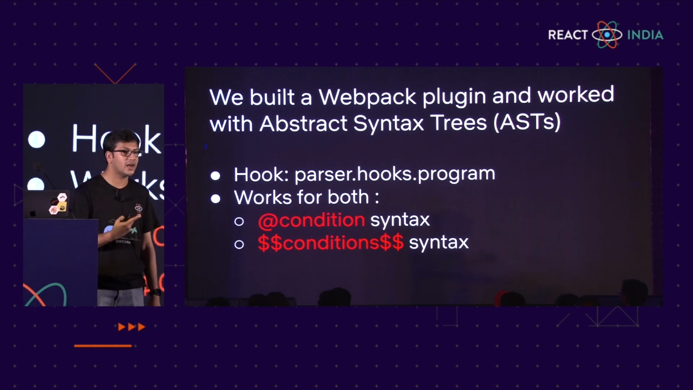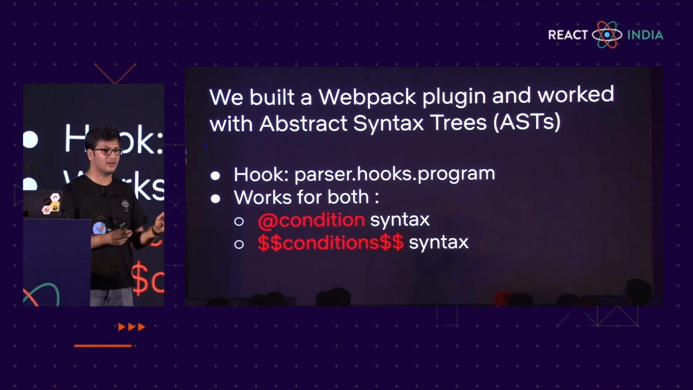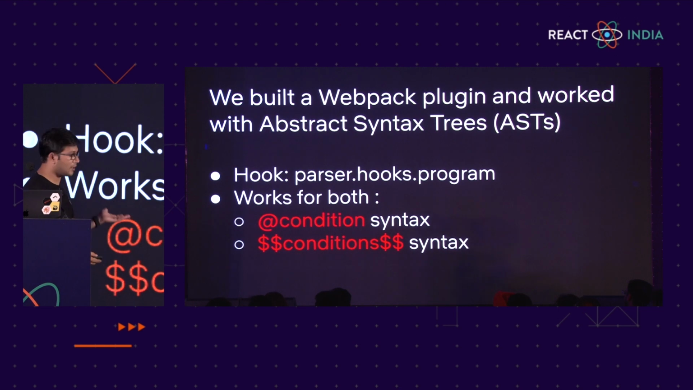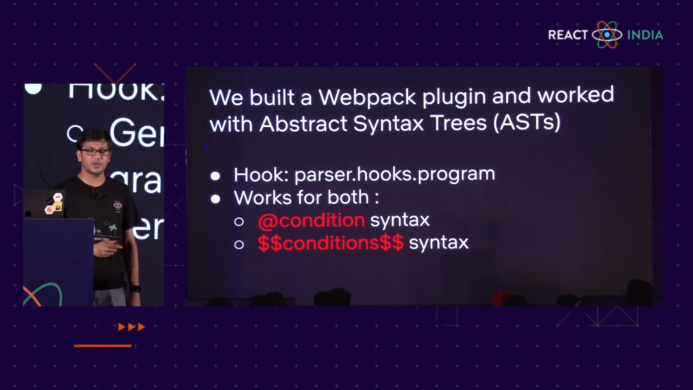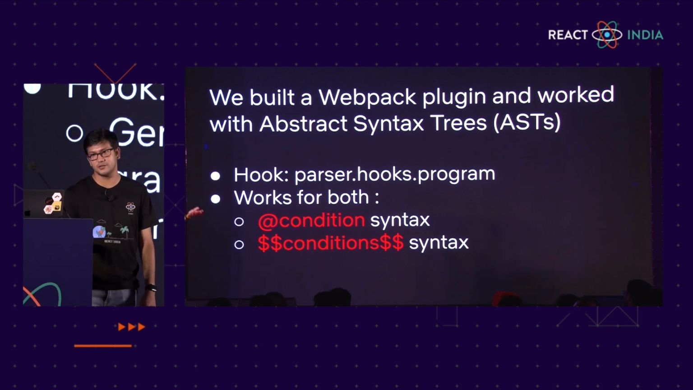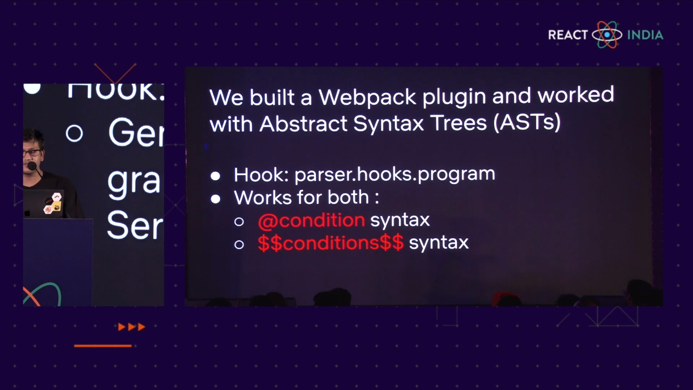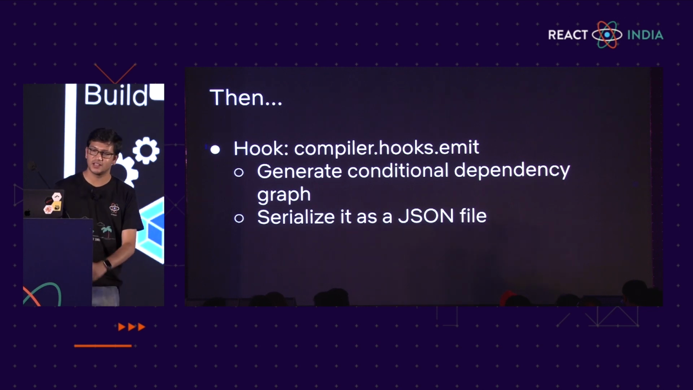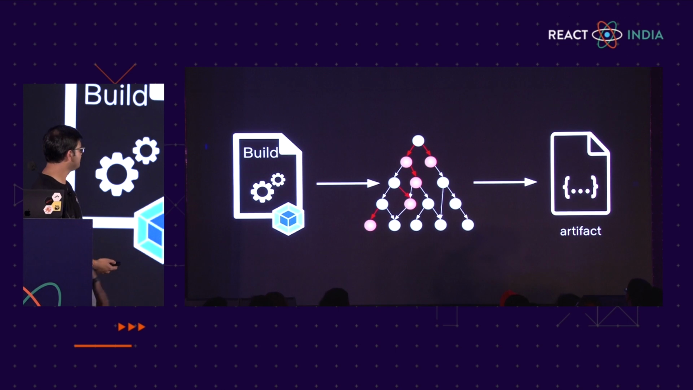And every time we saw that, we would just instruct Webpack to keep a note of the fact that this edge or this dependency is now conditional. So that's all we were doing with our plugin. The next thing that we did was, of course, utilize the emit hook to actually serialize all of this information. So at the end of the plugin run, you would always get back a serialized file. So essentially, this is what happened. We have Webpack with our plugin running. It would store all the conditional dependency graph information and then output a file.